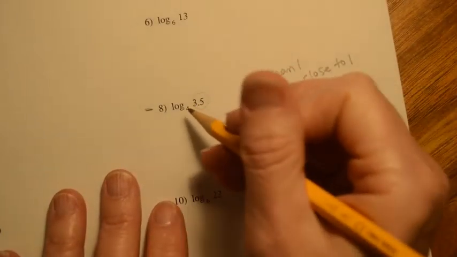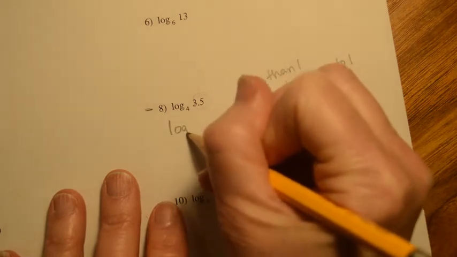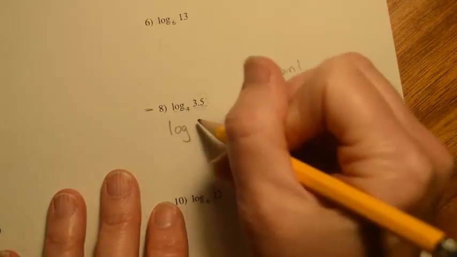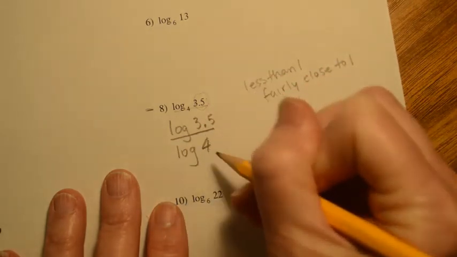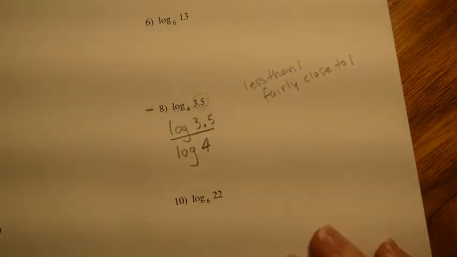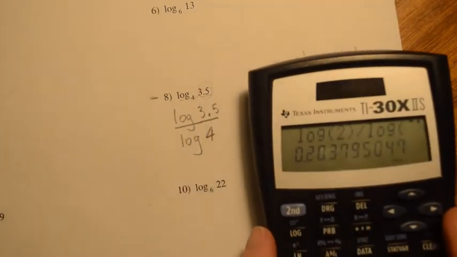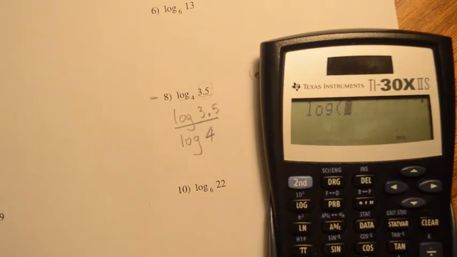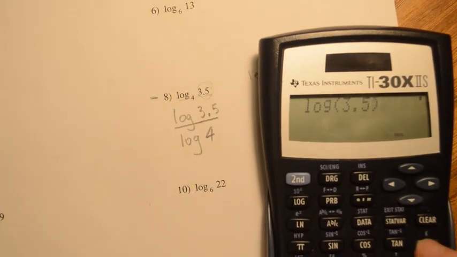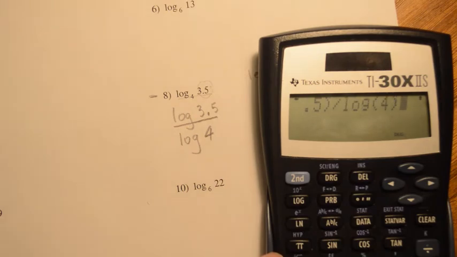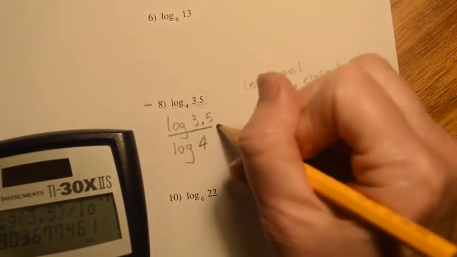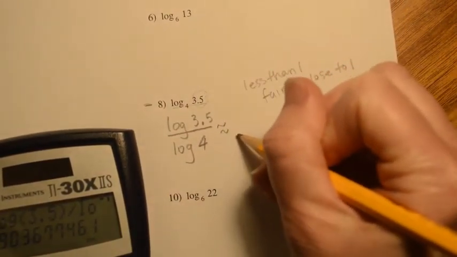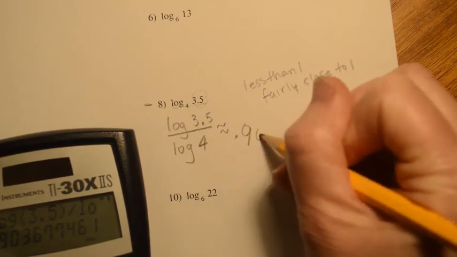Okay, so let's write that out. Log of the number that sits up higher here, 3.5, over log of 4. You can go ahead and do that on your calculator as I'm doing that. Log of 3.5 divided by log of 4. And I get 0.904. So we are not surprised by that based on our prediction.